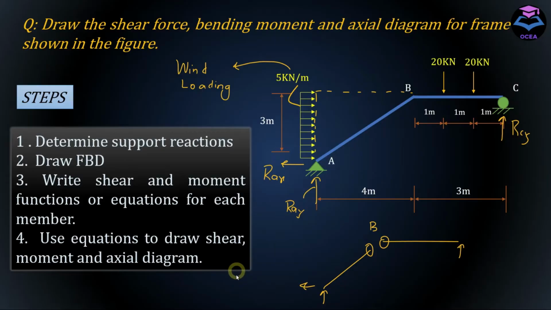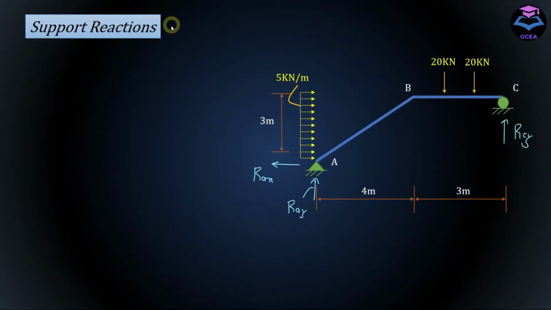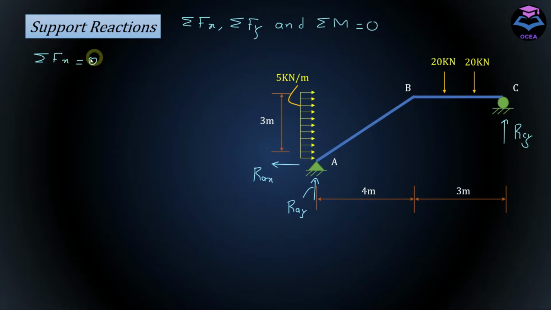So let's get started. To determine support reactions, we will obviously apply conditions of equilibrium, that is summation of Fx, summation of Fy, and summing the moment about a particular point. So first, let's apply summation of Fx, summing the force in x direction. Let's assume that this is x direction and this is y direction, and take a rightward force as positive.